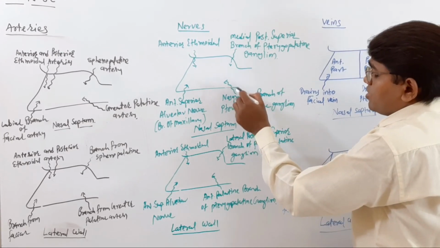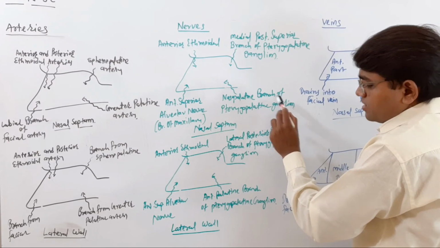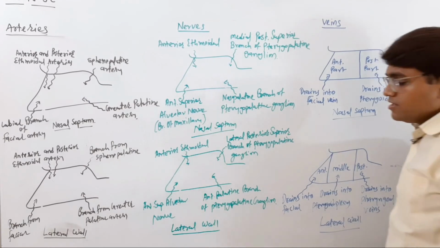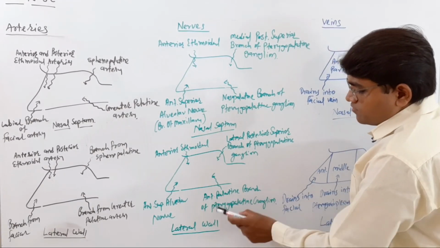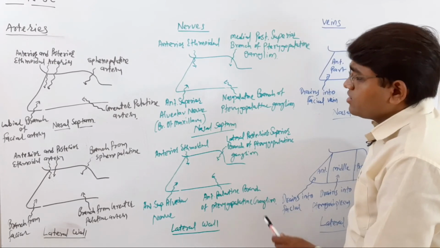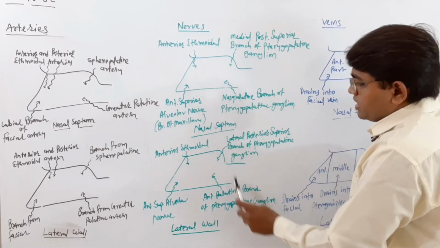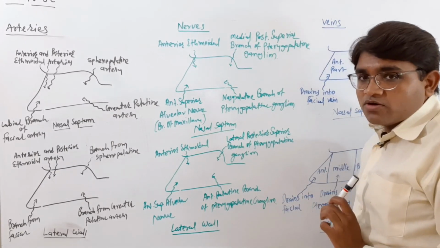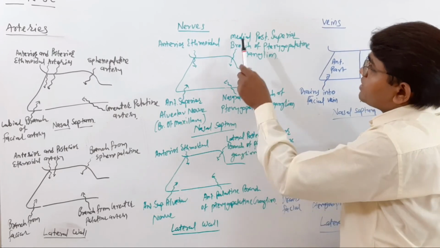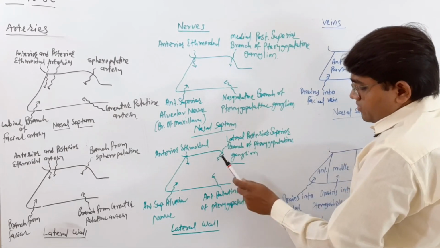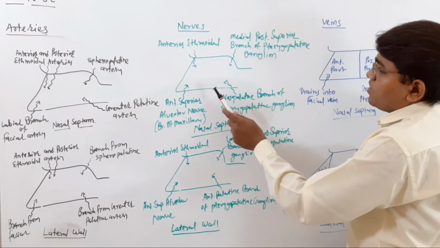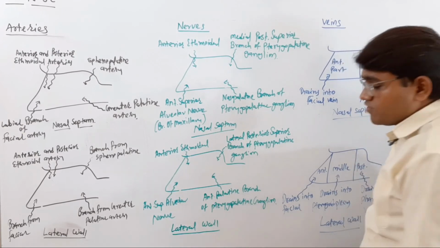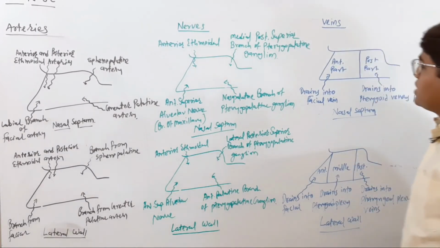Then on the posterior inferior side, the nasopalatine branch on the septum, and on the lateral wall the anterior palatine branch of the pterygopalatine ganglion. So you can commonly write that on the posterior side, on both surfaces, branches of the pterygopalatine ganglion innervate. On the nasal septum, the branches are the medial posterior superior and the nasopalatine; on the lateral wall, the lateral posterior superior and the anterior palatine branch. Okay, now the veins.